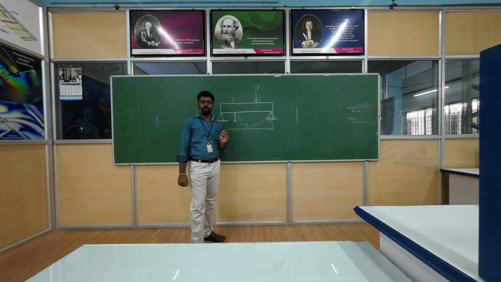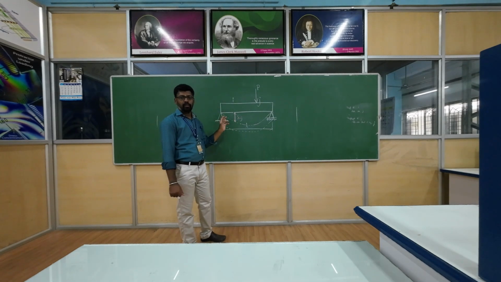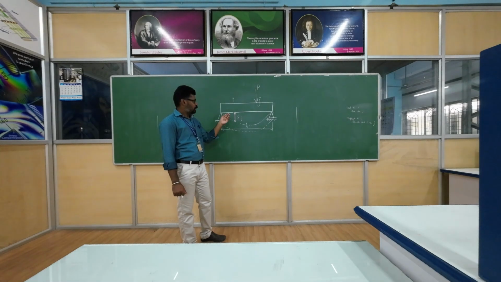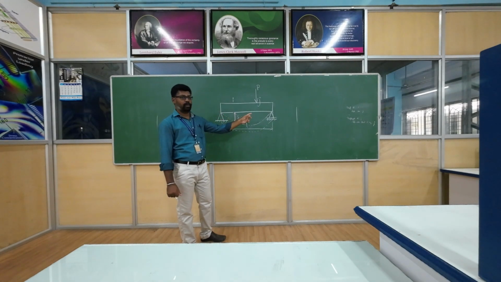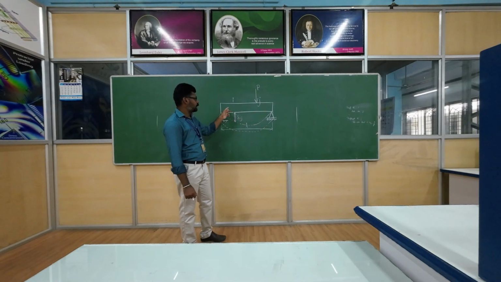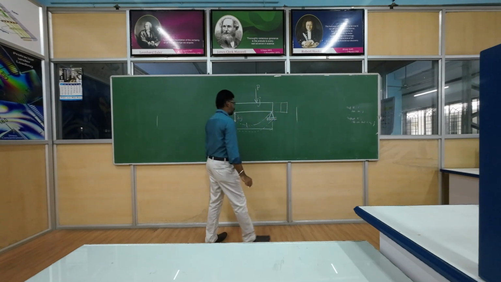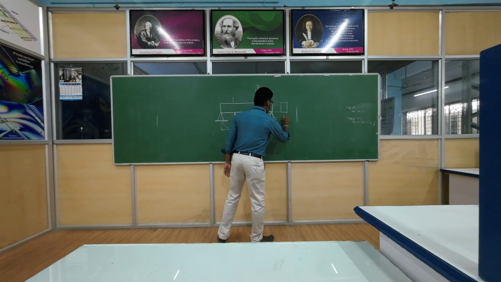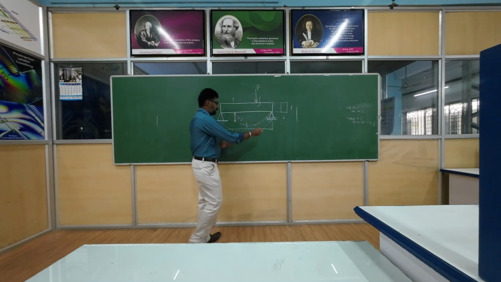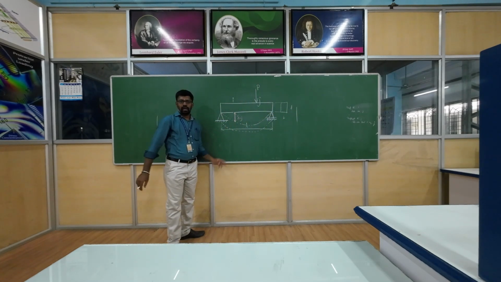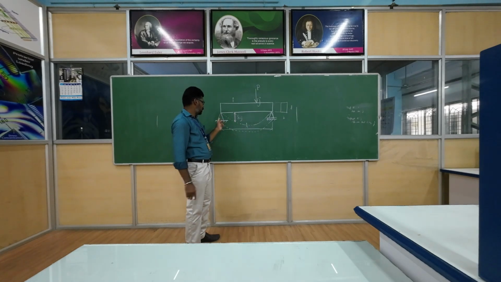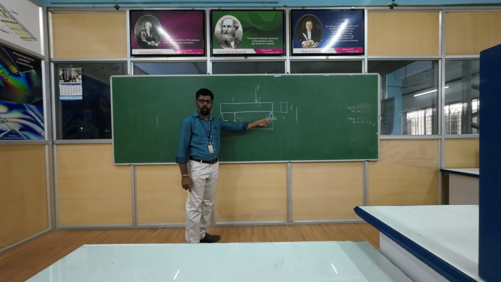Now we are going to take a beam to understand Maxwell's reciprocal theorem. Here we take a simply supported beam. You can see it has a rectangular cross section. Assume the cross section of the beam is rectangular, having a breadth of B and depth of D. It has a length of L, and the beam is simply supported. Here I have shown a pinned support and a roller support.